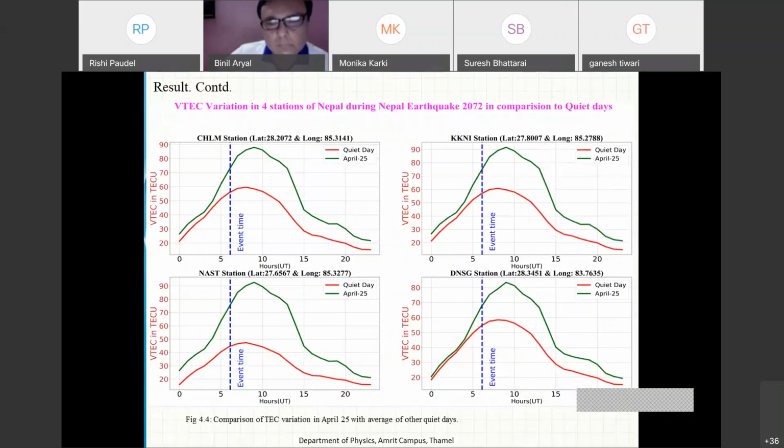So next, we compare the TEC value of April 25 with other quietest days from four stations. Though April 25 itself was a quiet day, we can clearly observe that there was a significant increment in TEC value compared to other days. So this effect may be due to the earthquake.